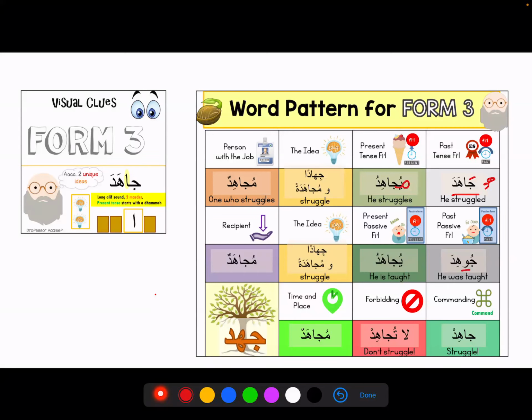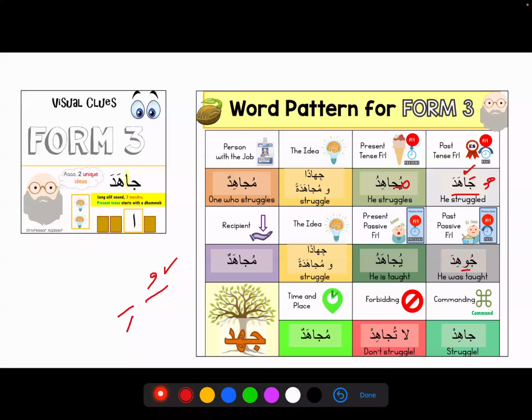Why did this waw come here? Because of the Dhamma. Exactly. So what are the prominent sounds in our passive form? U and I. We need u and we need i. And when we have u, this alif is basically going to turn into waw. So this is what happened. So juhida. And then the present tense or the mudari passive would be yujahadu.